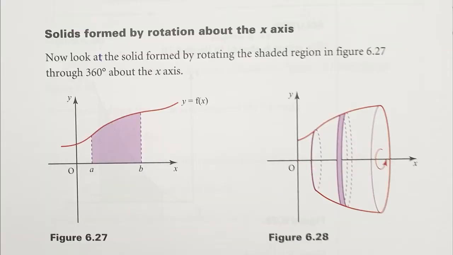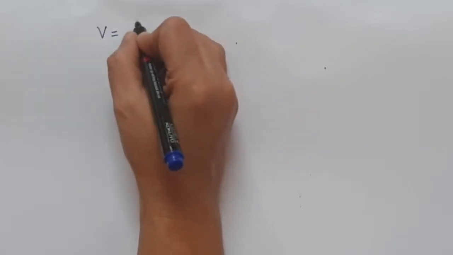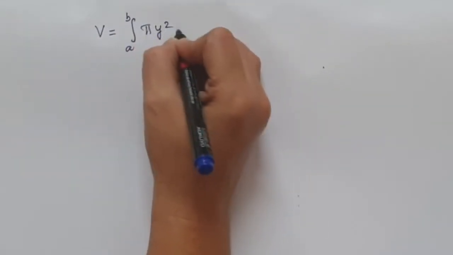The solid formed by rotating the shaded region in the figure through 360 degrees about the x-axis. Now the area below the curve, when we rotate this about the x-axis, we get the solid which is given on the right. Now we'll see how to evaluate these volumes of solids using integration. The volume formula is given as volume equal to integration a to b pi y squared dx.